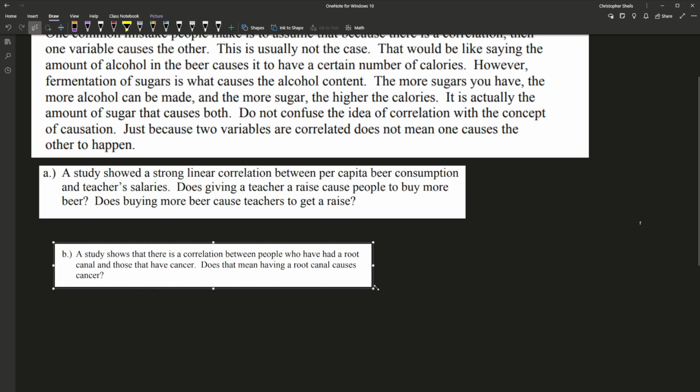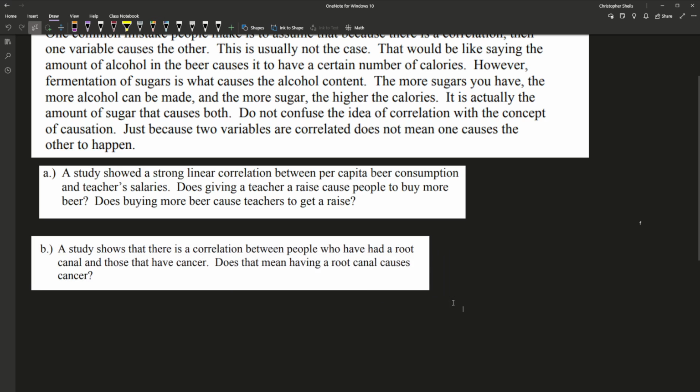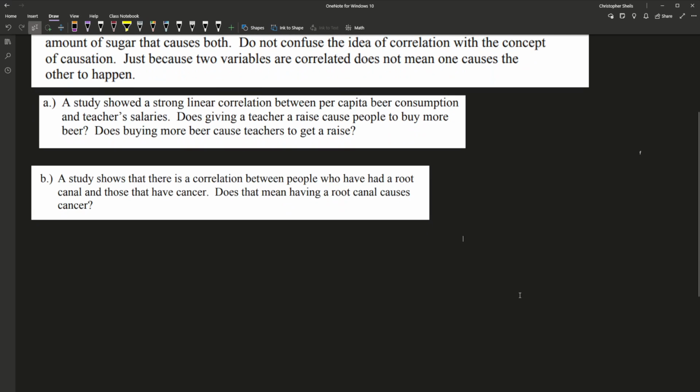Or a study shows that there is a correlation between people who've had a root canal and those that have cancer. Does that mean that having a root canal causes cancer? No. Just because there's a positive correlation doesn't mean that one of these things causes the other, right? For instance, it turns out that there's a positive correlation between eating carrots and having cancer, but that doesn't necessarily mean that eating carrots causes cancer.